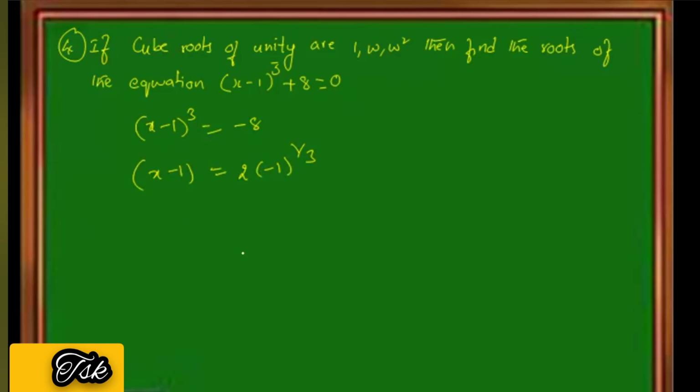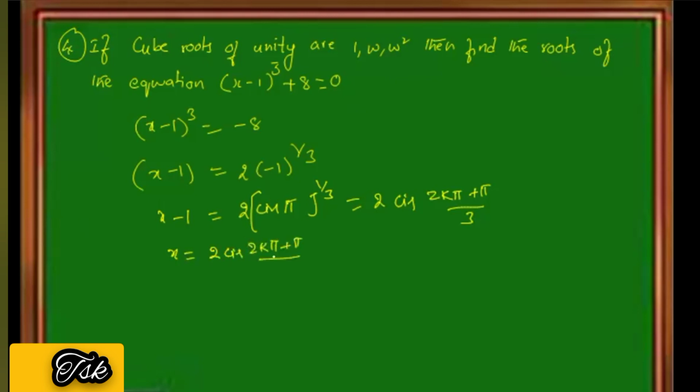Shifting the 3 to that side. Okay, so x minus 1 is equal to 2 cis pi, cis pi whole to the power of 1 by 3. This is nothing but 2 cis (2k pi plus pi) by 3. So x is nothing but 2 cis (2k pi plus pi) by 3, plus 1. So k is equal to 0, 1, 2 are the roots.